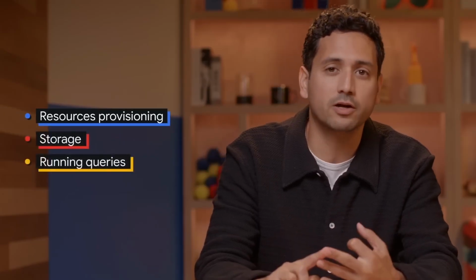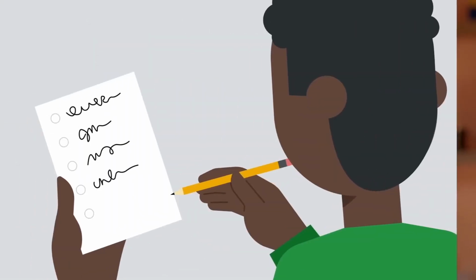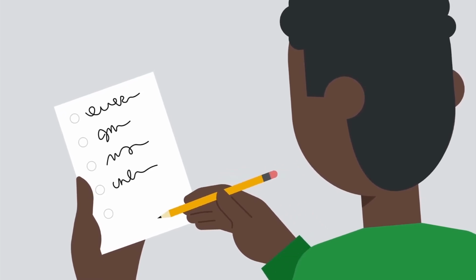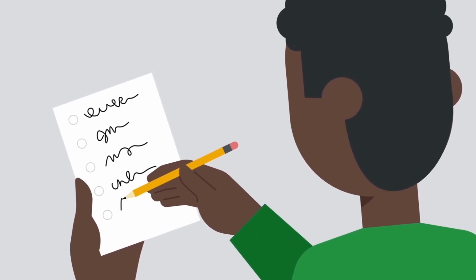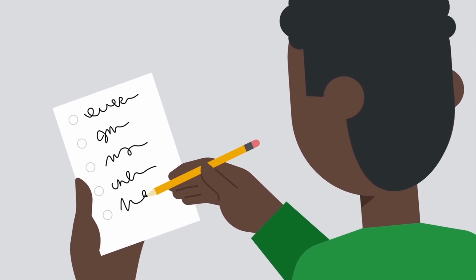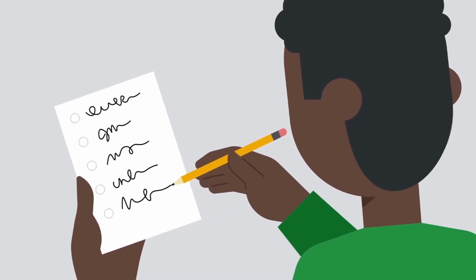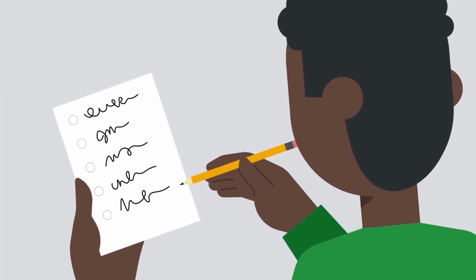Hello, future Cloud Pro. Thanks for being with me for this rundown on the key features affecting cloud costs: resource provisioning, storage, and running queries. Let's start with an example. Say you're headed to the market, so you create a shopping list. You think about what you'll need in the coming week, then write down exactly those items. The list helps ensure you don't overspend on items you don't need or that might go bad later.